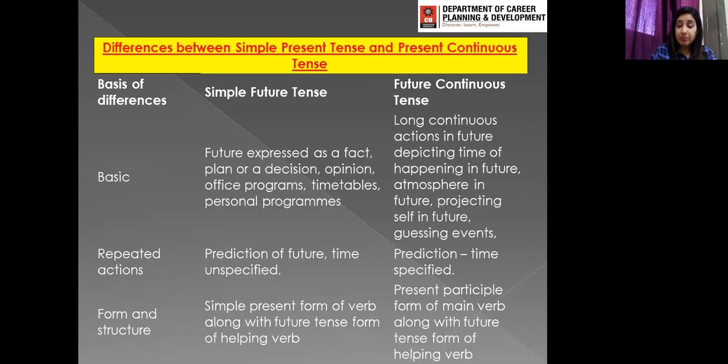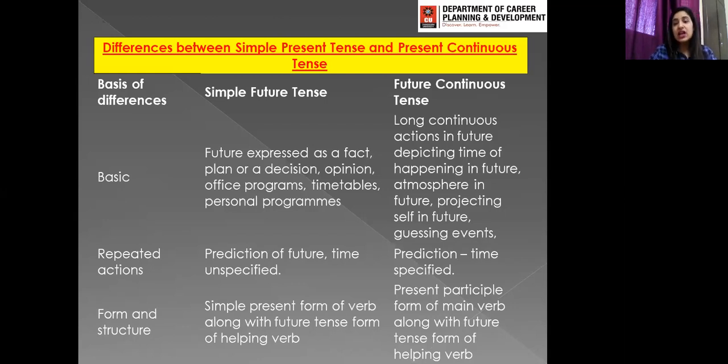Next is repeated action. It is the prediction of the future, but the time is unspecified. We are clear about it, but at what point in the future we are unclear. In the future continuous tense, we are clear about the time frame, because the time is always specified. Next is the form and structure. The form of the simple future tense is the simple present form of the verb along with the future tense of the helping verb.